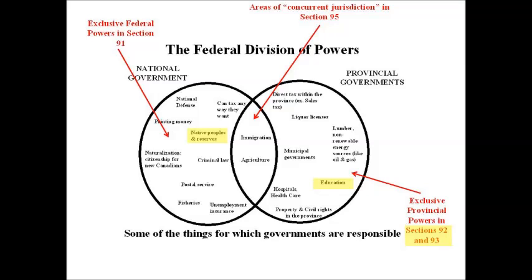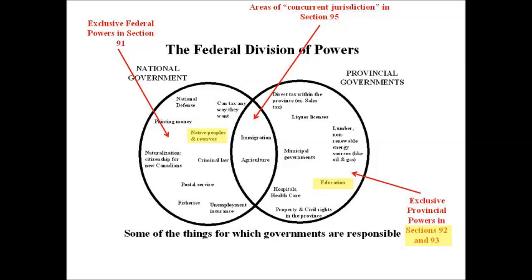Section 92 lays out all the powers of the provincial government, the exclusive powers of the provincial government. Section 93 is cordoned off unto itself. That's the section on education, ladies and gentlemen. And education is a provincial responsibility, but it's got this little tweaky bit in there that allows the national government to step in in crazy circumstances. And I'll give you an example of one of those crazy circumstances.